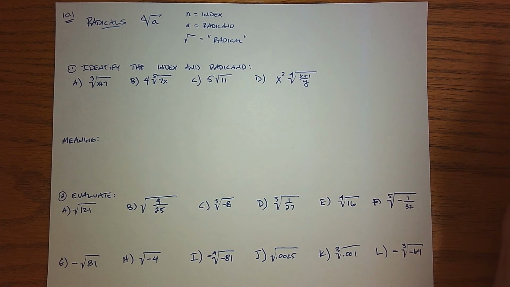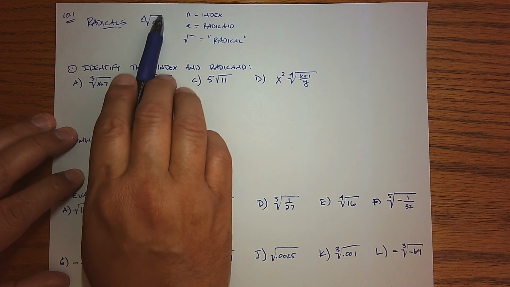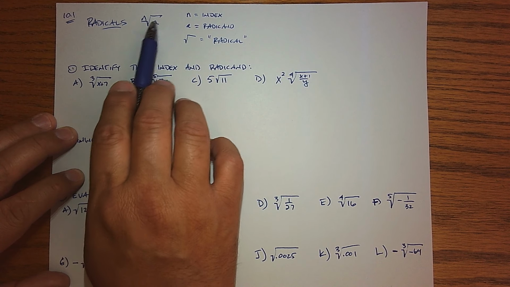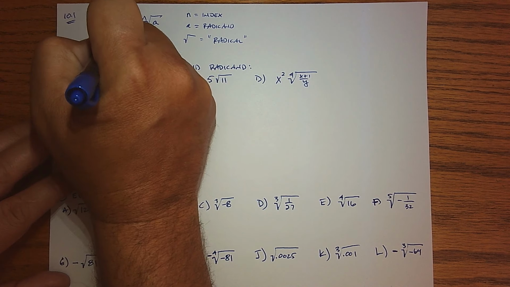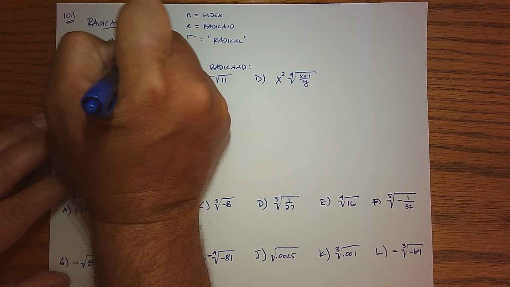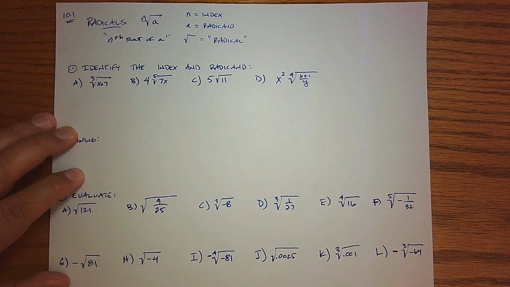Right, to start our radical journey, let's begin by taking a look at what a radical statement looks like. In general, mathematically, we write the radical like this. Verbally, what it means is the nth root of a. That's literally how we read that. So, the nth root of a.